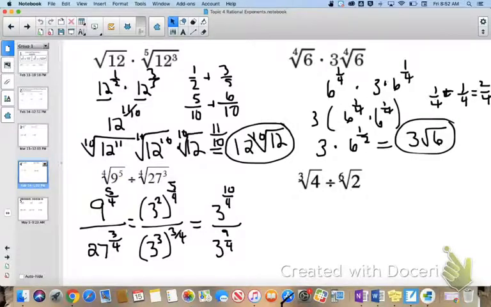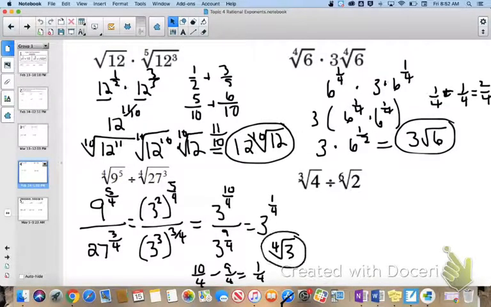Now when we divide, we subtract the exponents. 10/4 minus 9/4 equals 1/4. So that's going to be 3 to the 1/4, or the 4th root of 3.